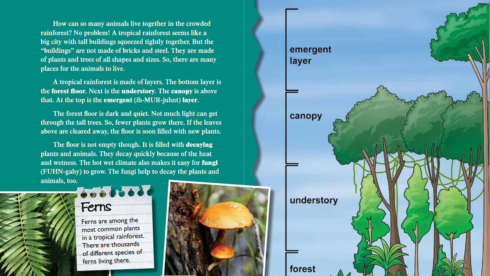The forest floor is dark and quiet. Not much light can get through the tall trees, so fewer plants grow there. If the leaves above are cleared away, the floor is soon filled with new plants. The floor is not empty, though. It is filled with decaying plants and animals. They decay quickly because of the heat and wetness. The hot, wet climate also makes it easy for fungi to grow. The fungi help to decay the plants and animals too.